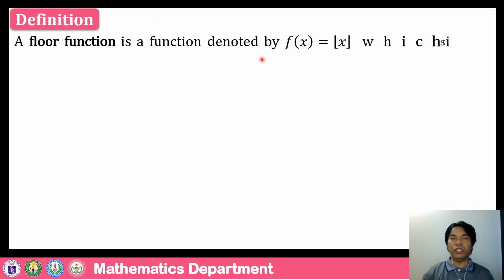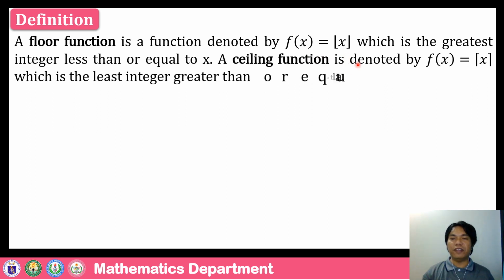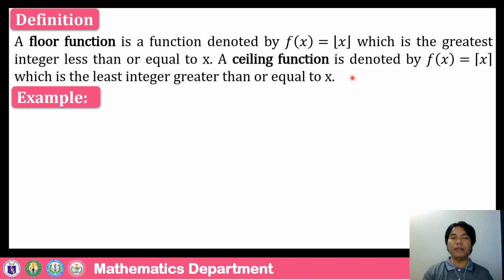Ang huling function na ating pag-aaralan ay ang floor and ceiling function. A floor function is a function denoted by this notation, which is the greatest integer less than or equal to x, while a ceiling function is denoted by this notation, which is the least integer greater than or equal to x. Nangangahulugan na ang floor function ay ang value na pinakamataas sa lahat ng values na mas mababa sa given value of x, at ang ceiling function naman ay ang pinakamababa sa lahat ng values na mas mataas sa value ng x. Halimbawa, kung meron tayong value ng x na positive 1.5, ang kanyang floor function ay positive 1 at ang kanyang ceiling function ay positive 2.